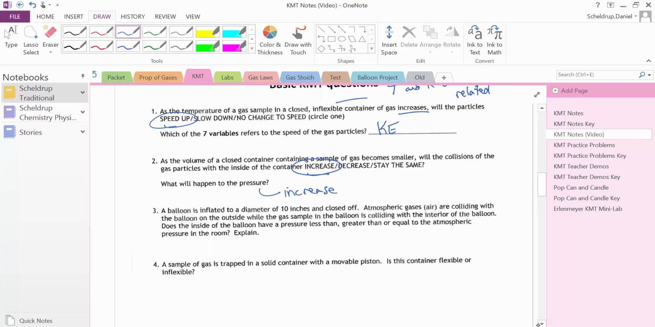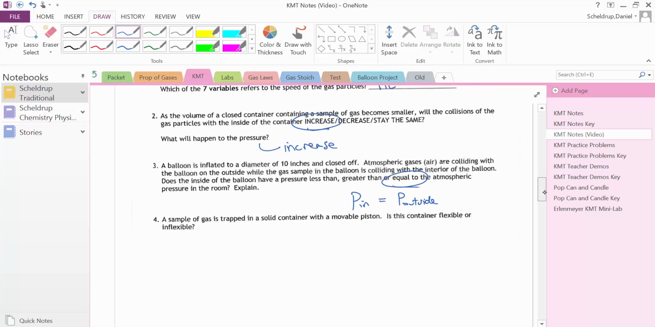Alrighty, number 3 says a balloon is inflated to a diameter of 10 inches and closed off. Atmospheric gases, the air, are colliding with the balloon on the outside, while the gas sample in the balloon is colliding with the interior of the balloon. Does the inside of the balloon have a pressure less than, greater than, or equal to the atmospheric pressure? We have to remember that a balloon is a flexible container, and a flexible container will always change its shape, either increasing or decreasing, so that the pressure inside the balloon is equal to the pressure outside. If the pressures were unequal, then the balloon would shrink or get bigger in order to make those pressures equal. So the pressure inside will always be equal to the pressure outside the balloon.